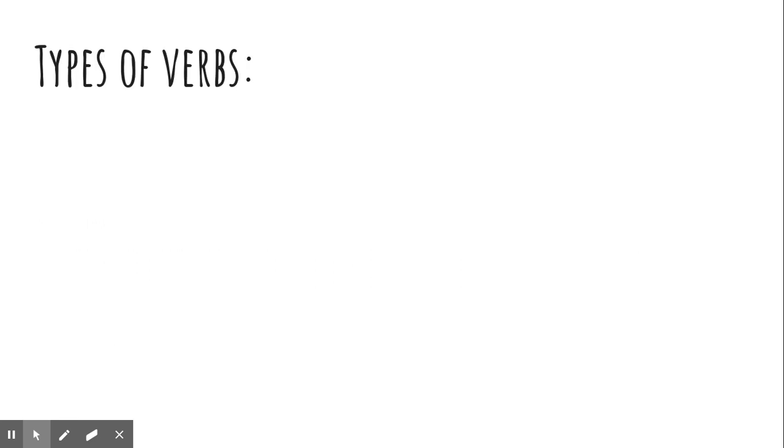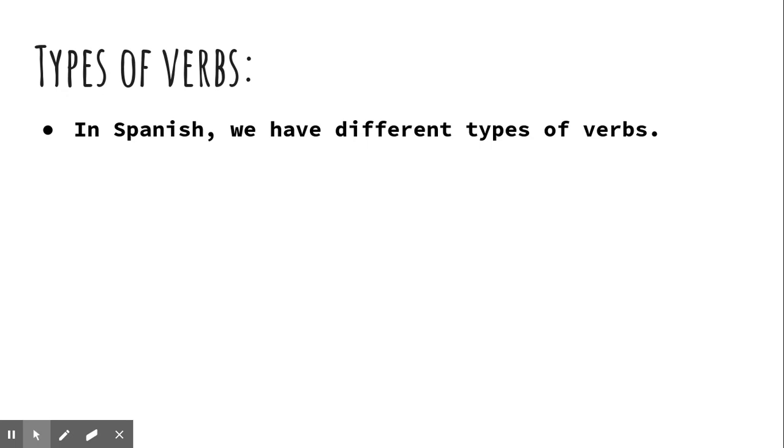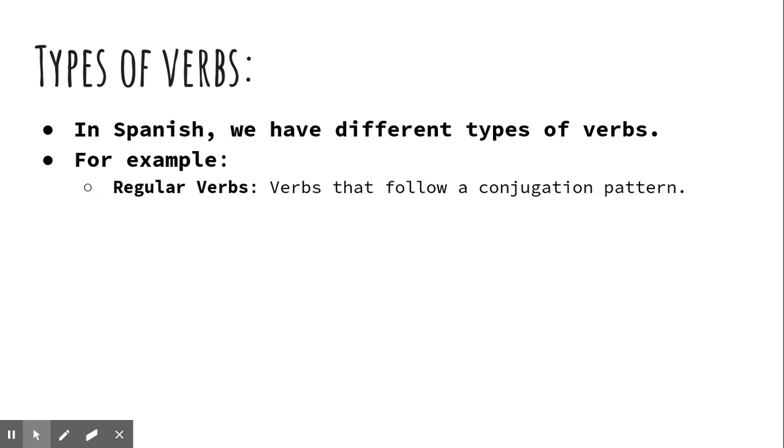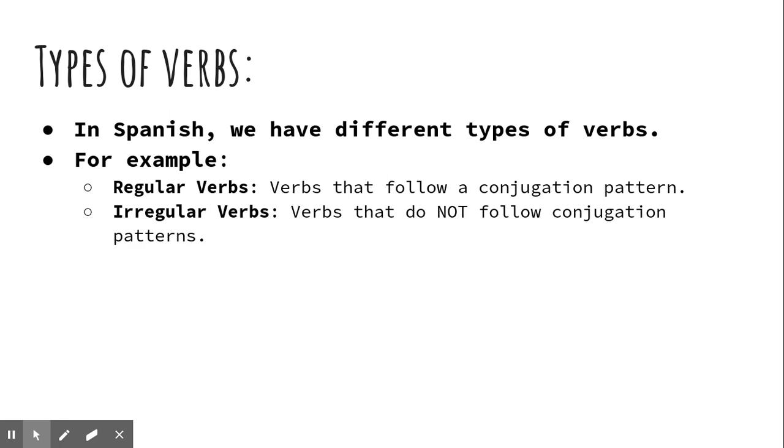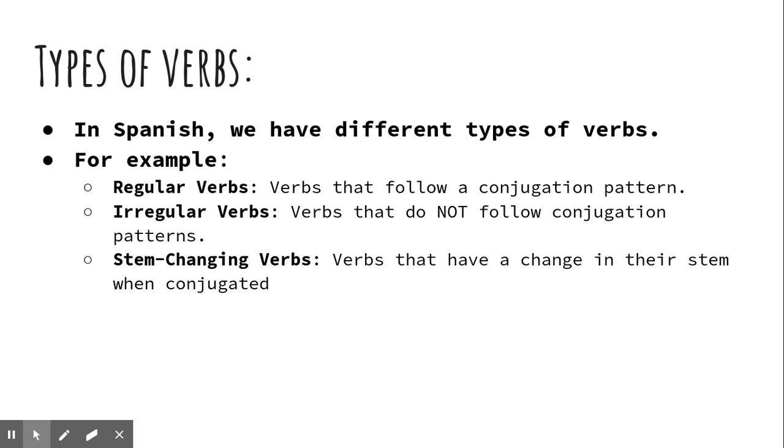Let's begin. First, let's talk about types of verbs or different kinds of verbs we have in Spanish. In Spanish, we have different types of verbs. For example, we have regular verbs. Those are verbs that follow a conjugation pattern. We have irregular verbs. Those are verbs that do not follow a given conjugation pattern. We have stem changing verbs. Those are verbs that change their stems when conjugated.